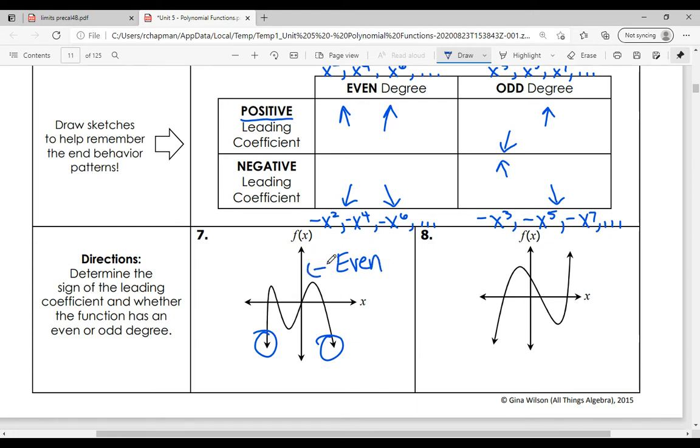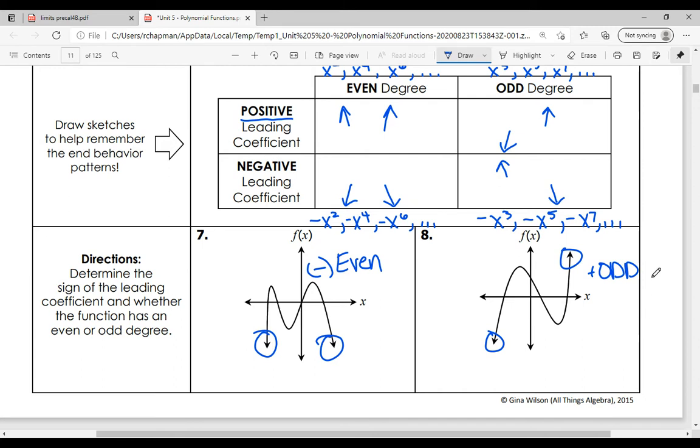It would be specifically a negative even because they're both pointing down. All right. What about this one? It's odd. Now I'm going to ask the next question. Does that go with the positive odd pattern or does that go with the negative odd pattern? Positive odd. Okay.